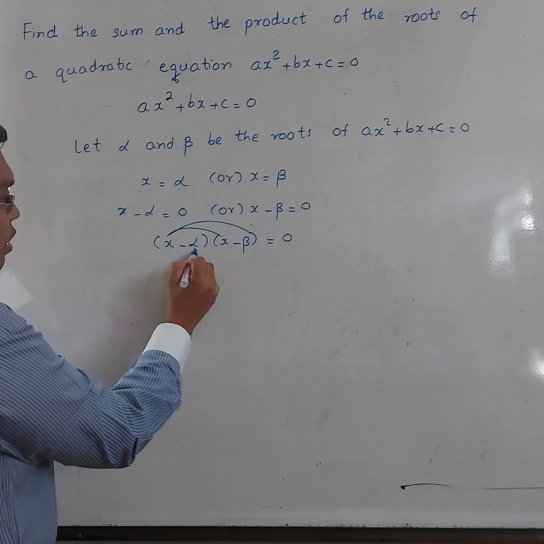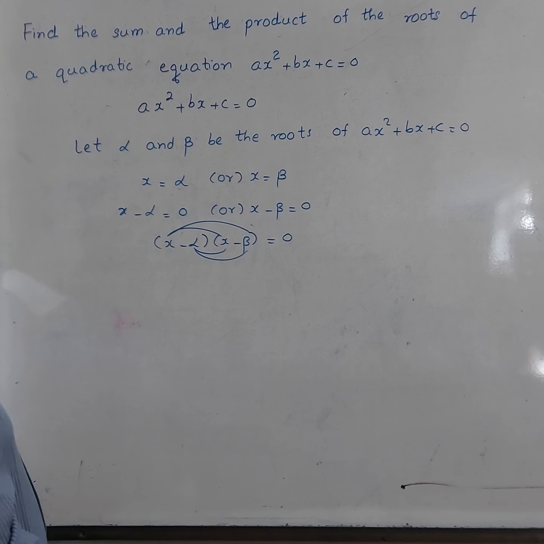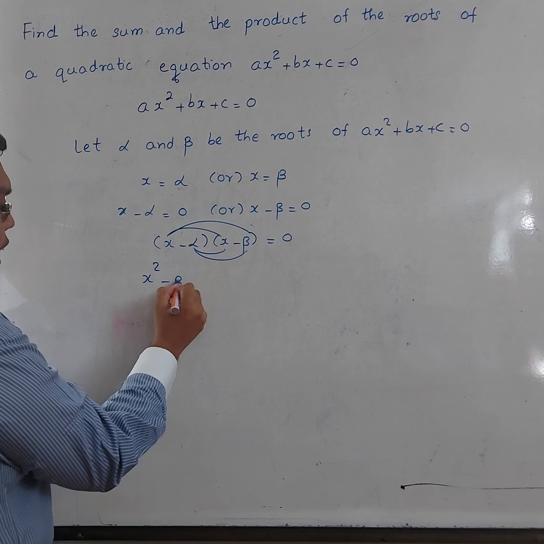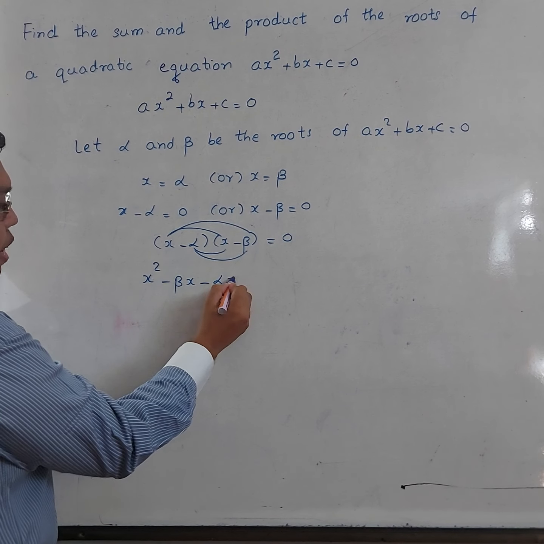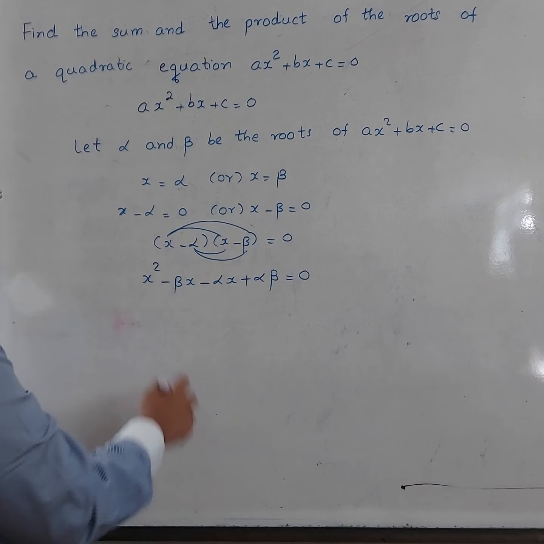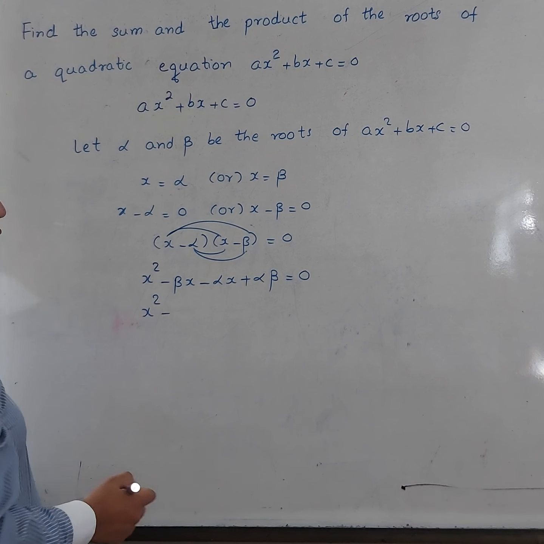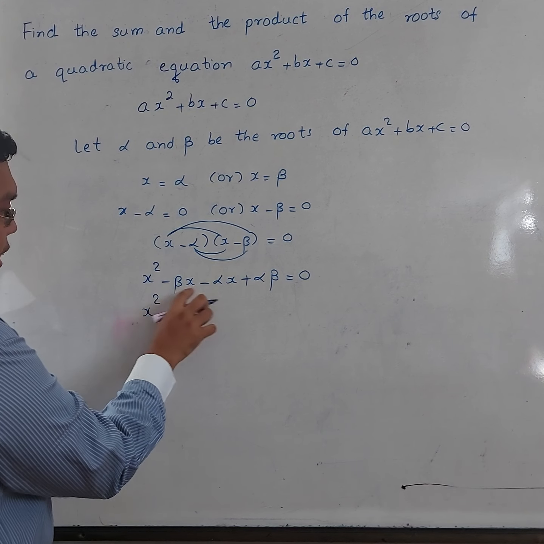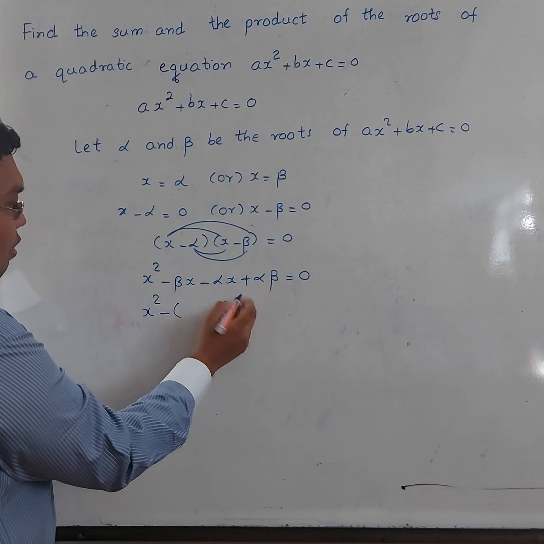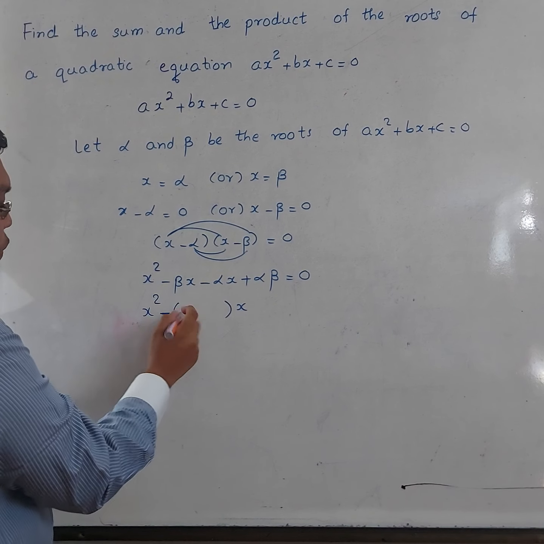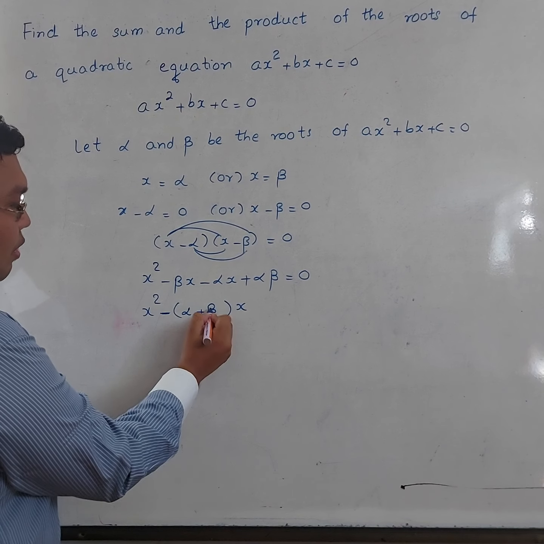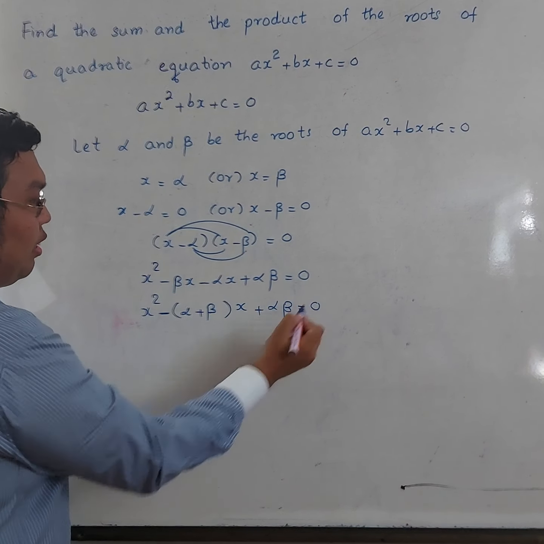Then we need to multiply x minus alpha and x minus beta. x into x is x squared, minus beta x, minus alpha x, plus alpha beta equal to 0. Then x squared minus, taking x common, minus alpha will be plus alpha within the bracket and minus beta will be plus beta, x plus alpha beta equal to 0.